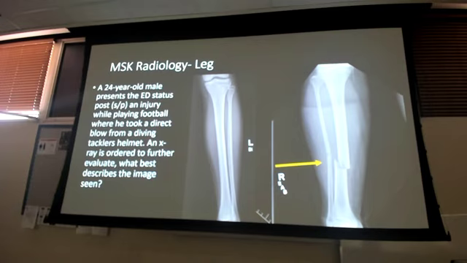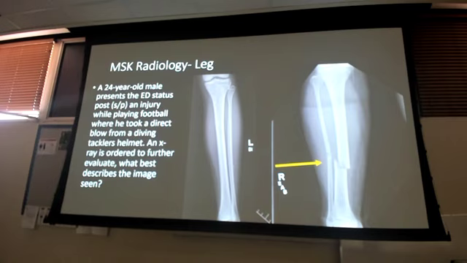So, I have a 24-year-old male in the ED, status post an injury while playing football. He took a direct blow from a diving tackler's helmet. An X-ray is ordered to further evaluate. Please describe this image. Okay, so let's start with what's that? Okay, so I have a mid-shaft, simple tibia and fibula fracture. Good. Other words that we could use?